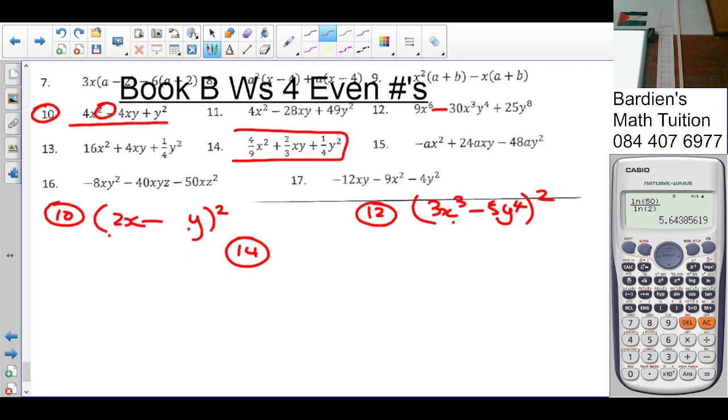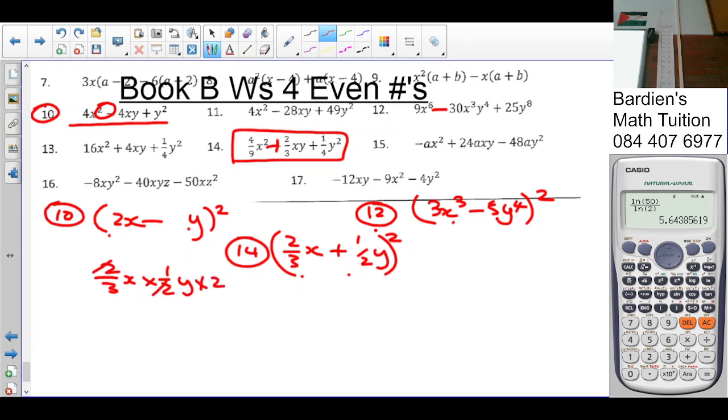Also a perfect square trinomial. So the square root of 4 over 9x squared is 2 over 3x plus, because that is plus, 1 over 2y, all squared. So we test for the middle term, that times 2. So 2 over 3x times half y times 2. That cancels, so it's 2xy over 3. And yes, that is the case. You see that, people? So it's correct.